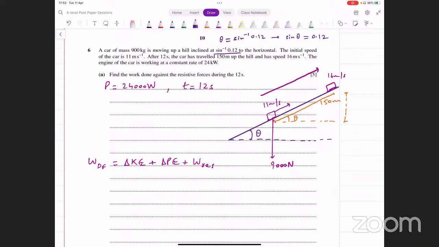Remember, power equals work done, I'm sorry, I'm getting a call. Just check this.